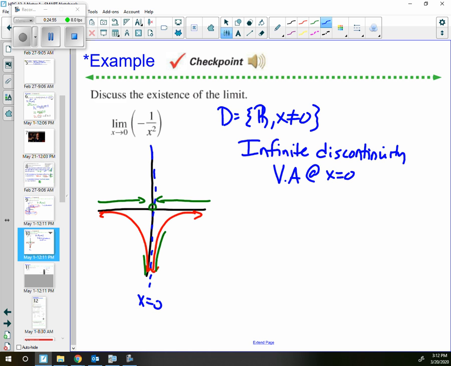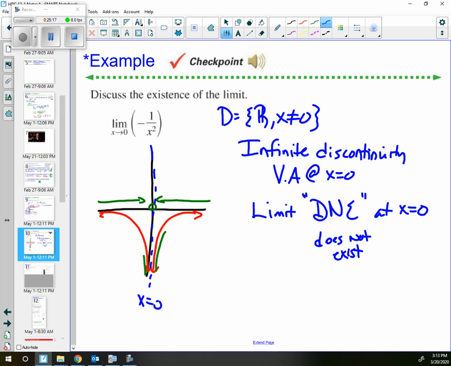So that means the limit does not exist. So the limit can't exist. We're going to use DNE for does not exist. So the limit does not exist at x equals 0 because there's a vertical asymptote. That's our abbreviation for it.